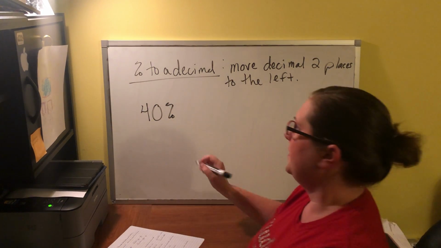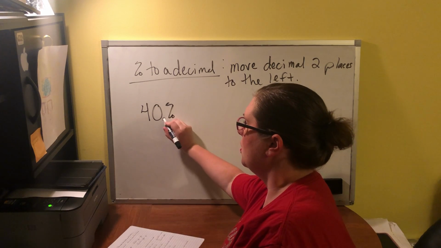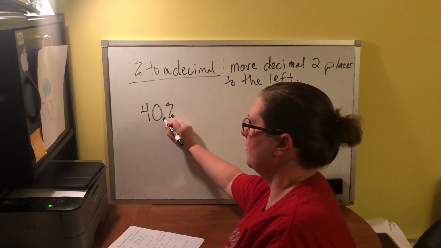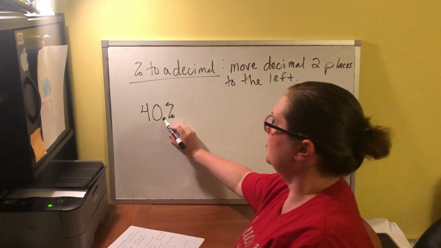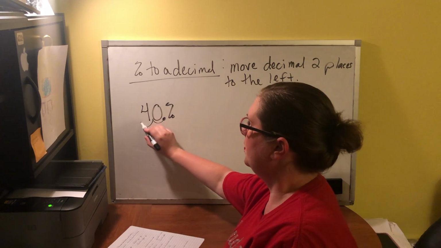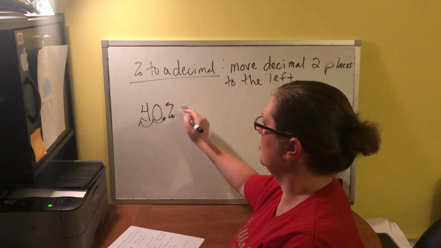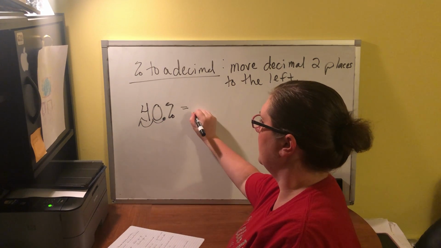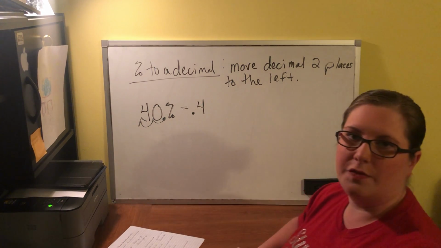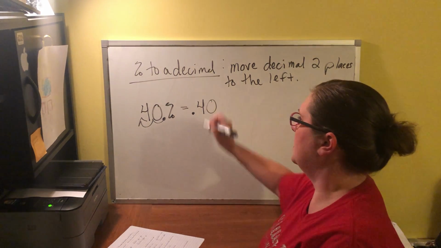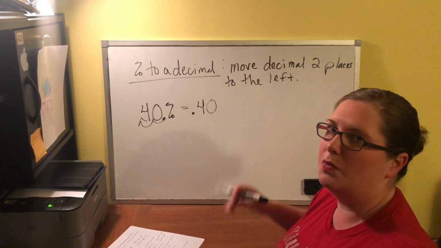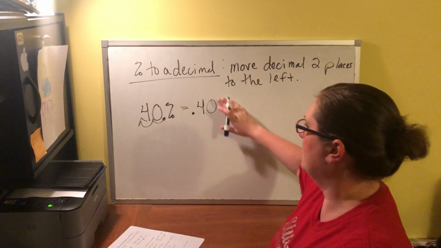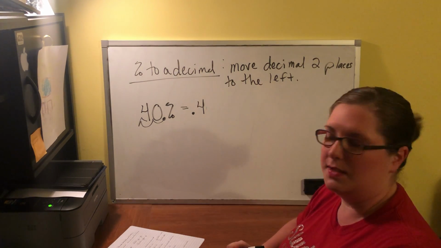Now, 40 is a whole number. So we know that the decimal in a whole number is to the right of the whole number. All we need to do is move this decimal 2 places to the left. So we're dropping the percent sign. We move the decimal 2 places to the left. So our answer is 0.4. Now, if you write the 0 there for the 40, that's fine. We don't need to. Remember, those are those trailing zeros. You do not have to write that 0, okay?